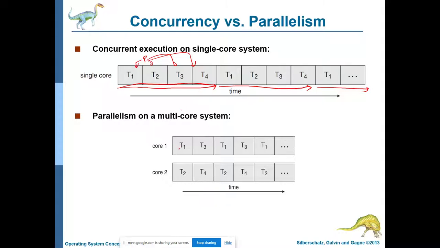But what makes it parallel? For example, we have two cores. T1 is executing on core one, and T2, T3, T4 follow. T1 and T2 execute parallelly. If there are four cores, then T1, T2, T3 and T4 all run at once. This makes it parallel. All the tasks are running parallelly. This is parallelism, and that is concurrency.